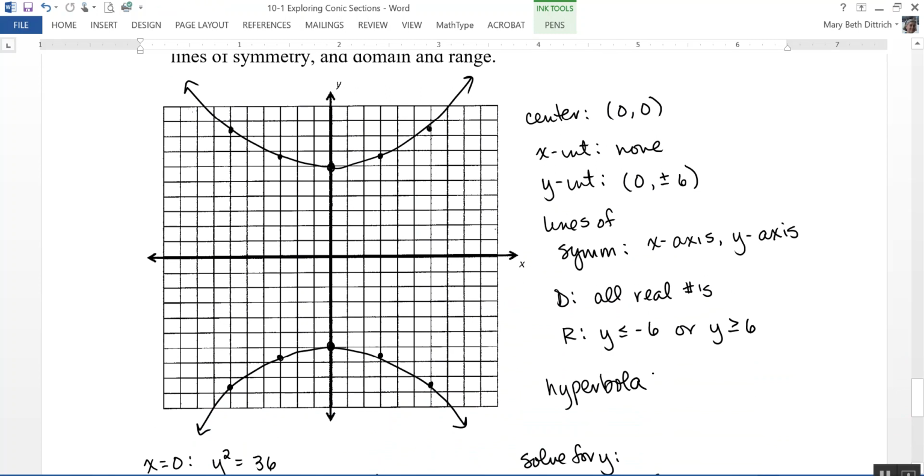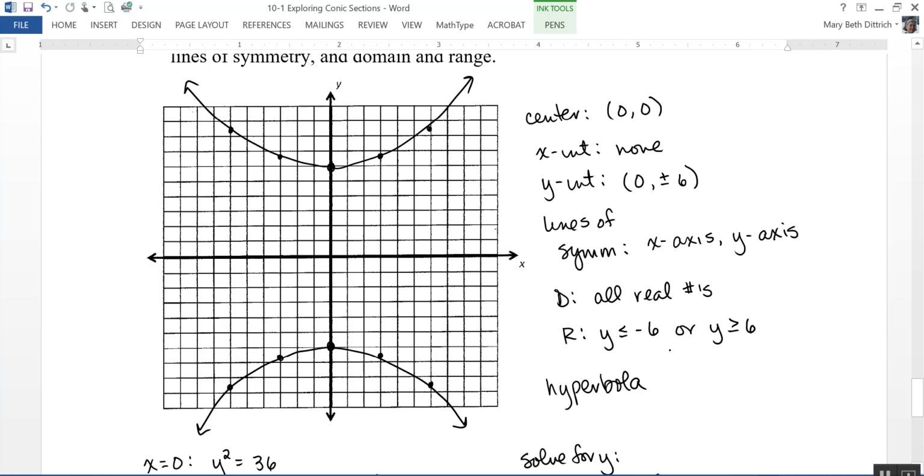And again, I can see that this one is centered at the origin. It has no x-intercepts, as you can tell from the two branches of this graph. It's never going to cross the x-axis. And my y-intercepts are positive and negative 6. This also has lines of symmetry that are the x-axis, it'll flip over itself, and the y-axis. My domain in this case can be all real numbers. Notice that x can be anything. It continues to go up this way and out, both to the right and to the left.